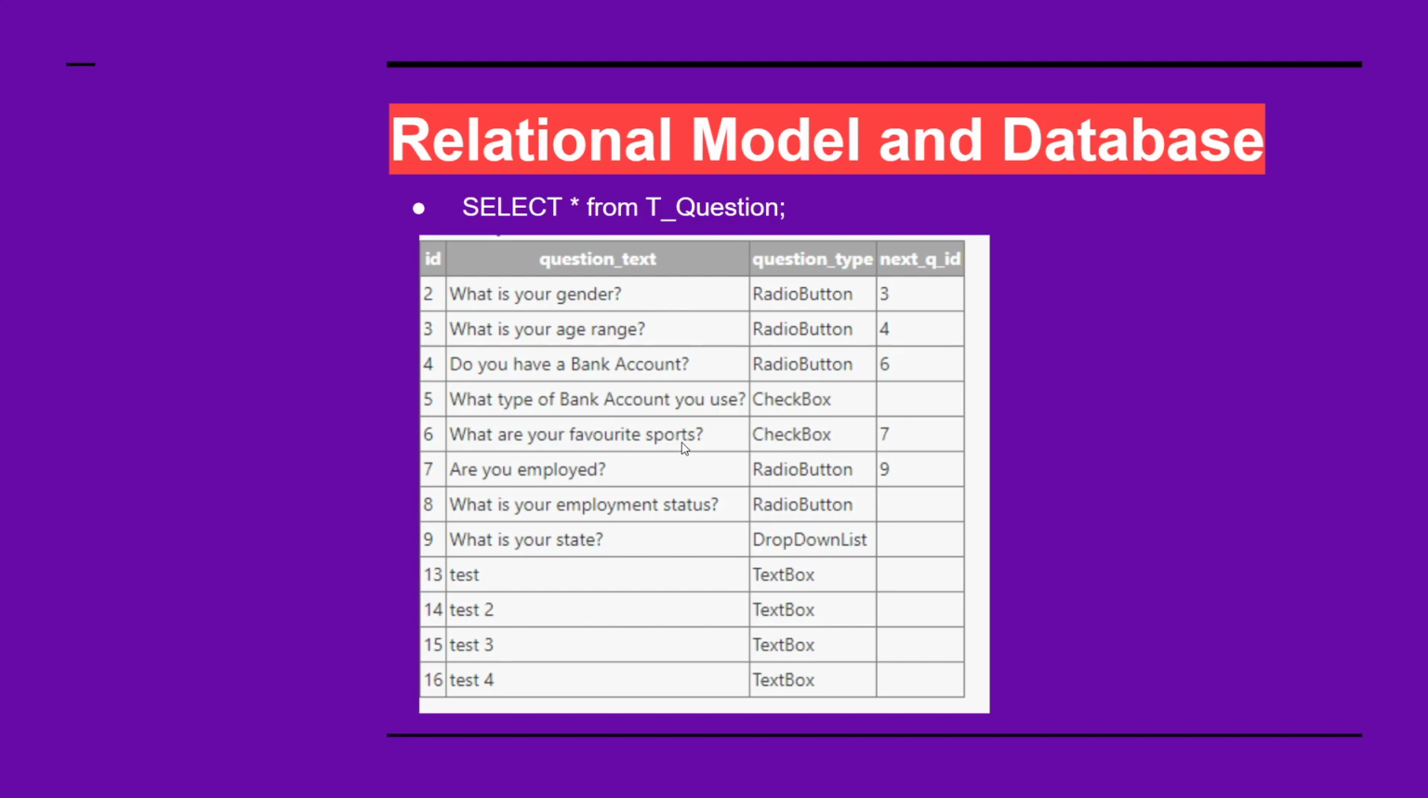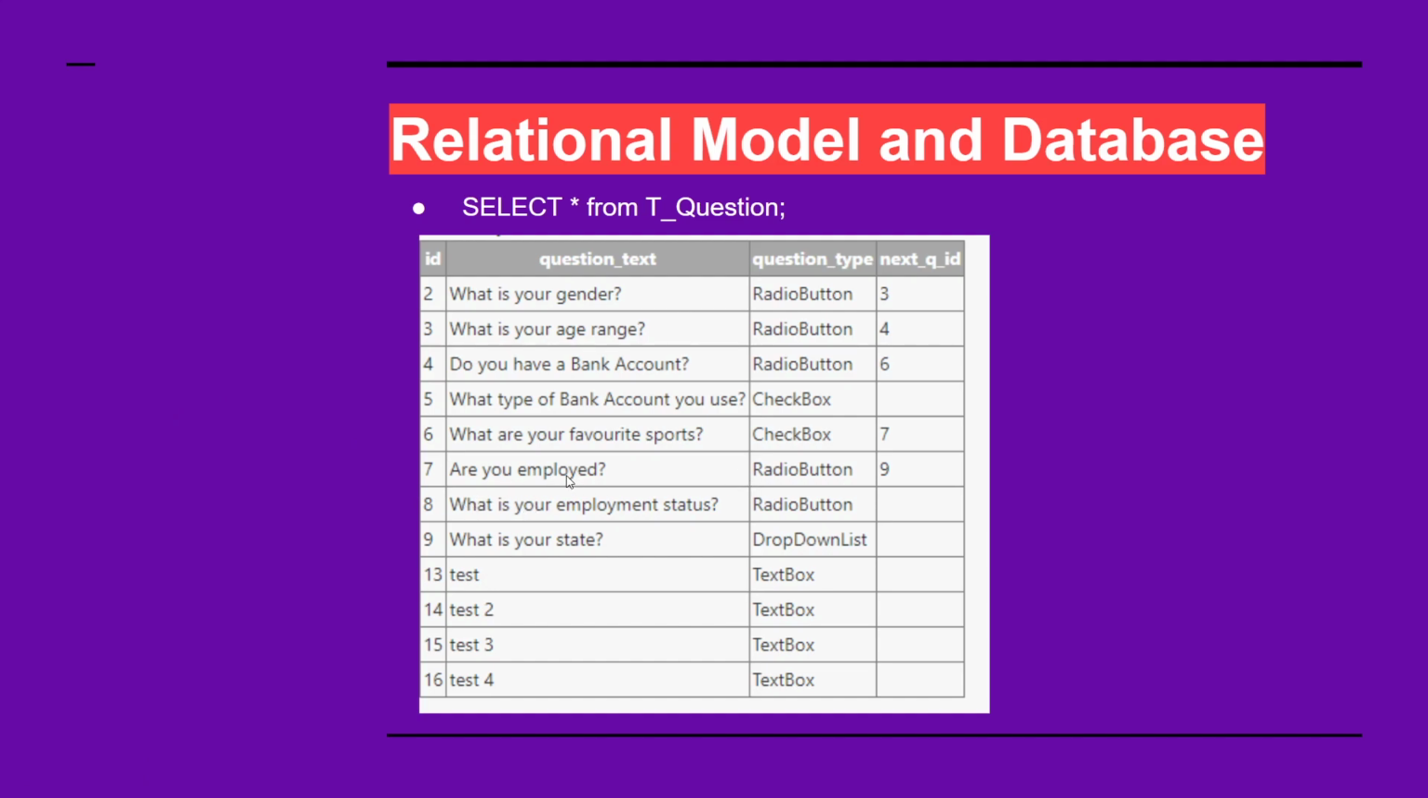After what is your favorite sport, you will ask, are you employed? It's yes or no. If the user selects yes, you want to ask what is your employment status. But if you select no, then you want to go to question number 9, which is what is your state. Only for yes, you want to ask question number 8.